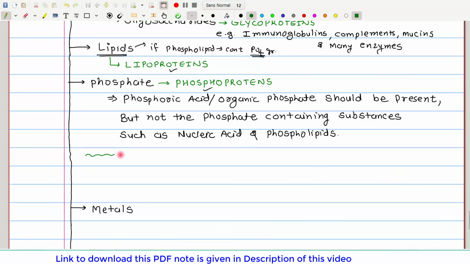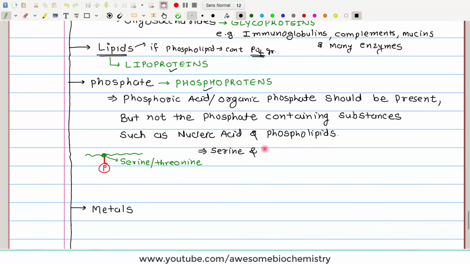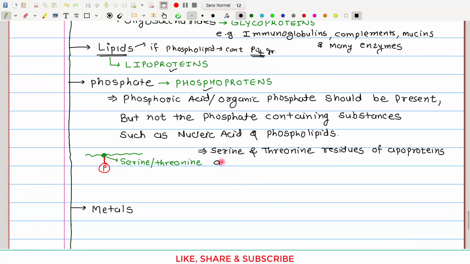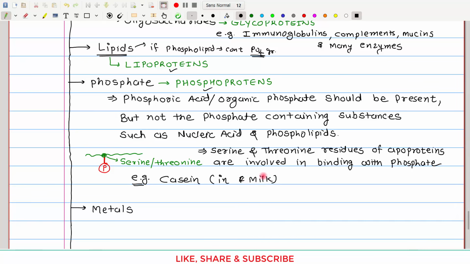Now see, this is the apoprotein part of this phosphoprotein, and this phosphate non-protein group is attached to this apoprotein. It has one characteristic: it binds in this polypeptide backbone with either serine or threonine. So we can say that serine and threonine residues of apoproteins are involved in binding with phosphate. Now, are there any examples? Yes. One example is casein, which is a phosphoprotein present in milk, and the second example is ovovitellin, which is present in egg yolk, right?